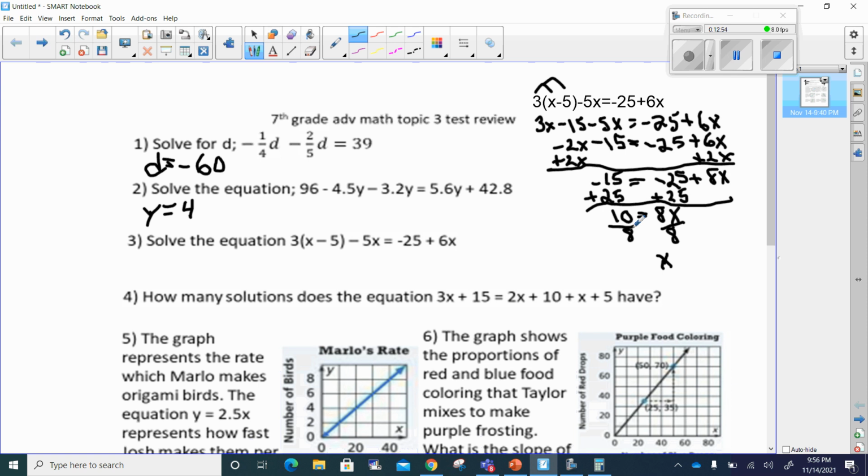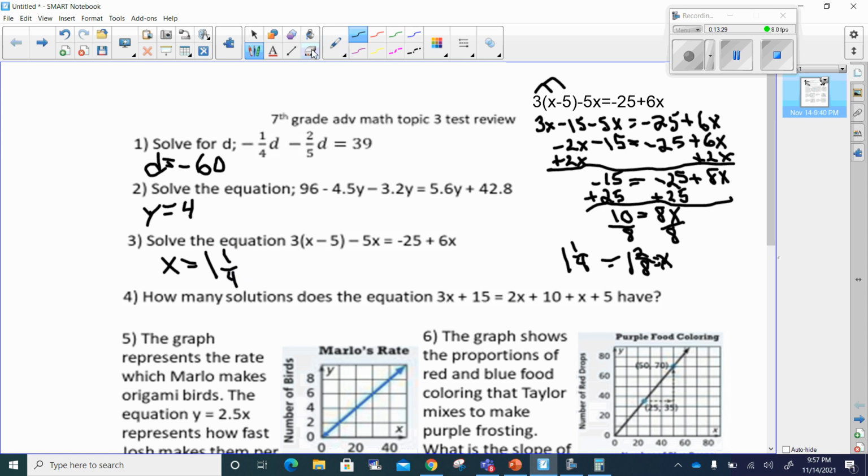Now I have 10 divided by 8. That's going to give me 1 and 2/8. 1 and 2/8 is going to be equal to x. But don't forget that 1 and 2/8 can be reduced because 2/8 is really 1/4. So this is 1 and 1/4. So over here I should have x is equal to 1 and 1/4.